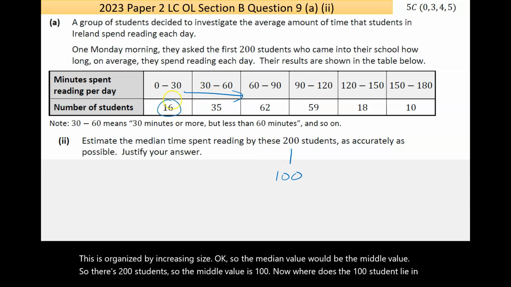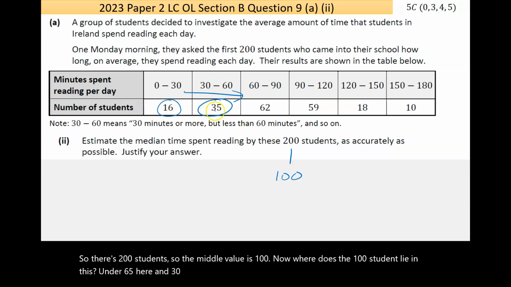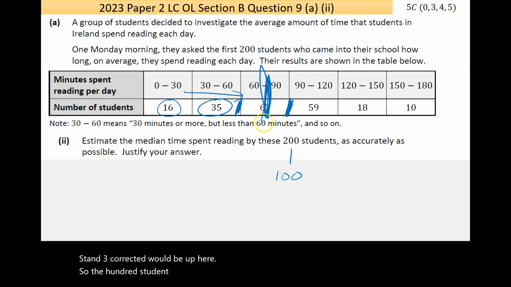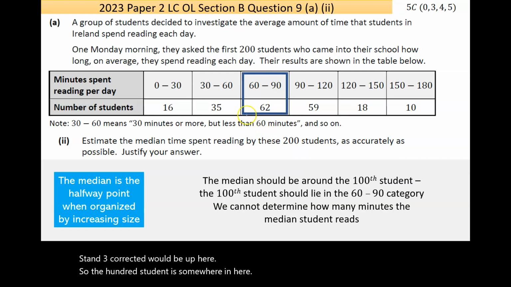Well, there's 65 here and 35. So that's what, 46? Yeah, 40. No, 4. It's too early. 51. So it's 51 students up as far as here. Now, if you add on 62 in maths, 113, stand to be corrected, would be up here. So the 100th student is somewhere in here. So that's the answer. Okay, the 100th student must lie in the 60 to 90 minutes reading per day.